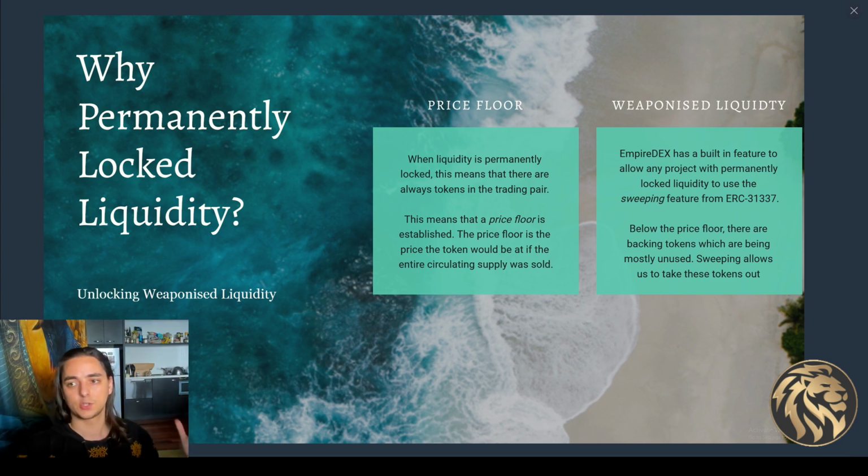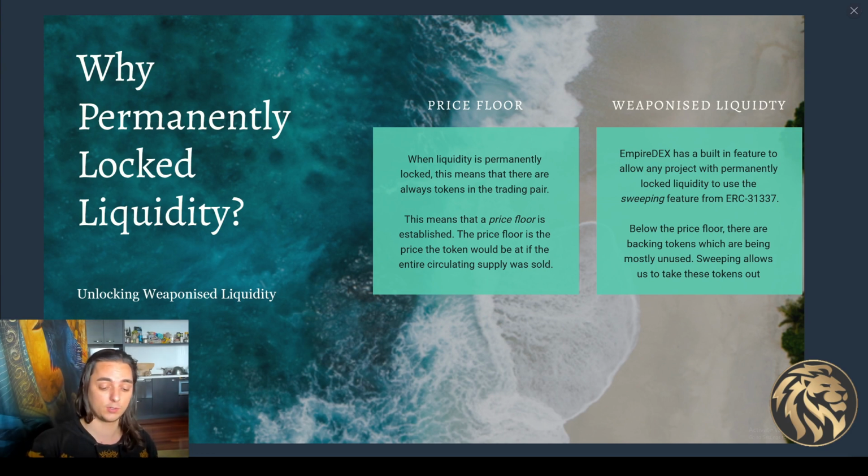So what we've done is we've taken the sweeping feature from ERC 31337, which was originally pioneered by Rootkit Finance. Basically we've taken those contracts and integrated them into our EmpireDEX contracts. So as a developer, if you have a project with permanently locked liquidity, you can deploy it on EmpireDEX, and with just a few lines of code, you can use a sweeping feature rather than having to deploy a host of smart contracts like Rootkit had to.